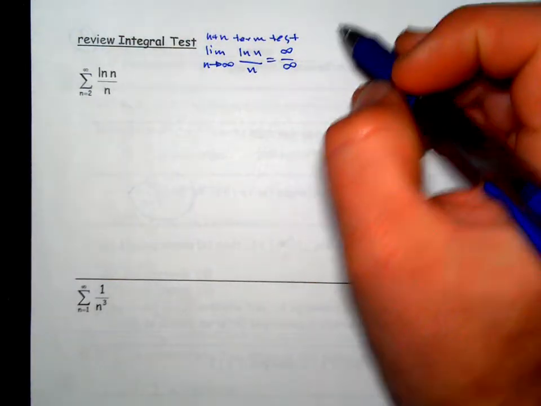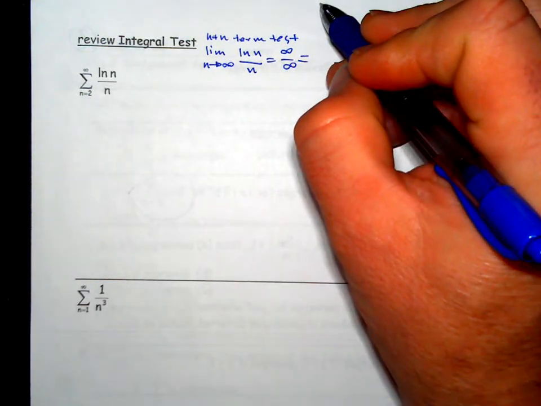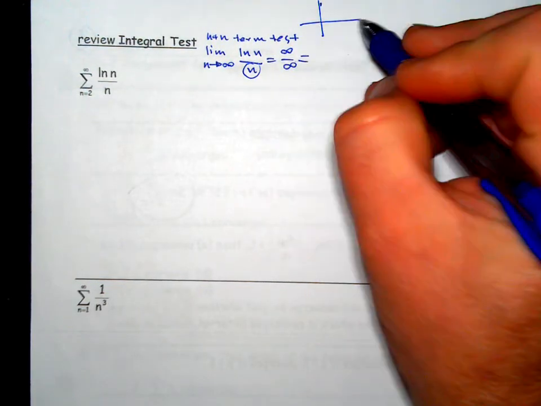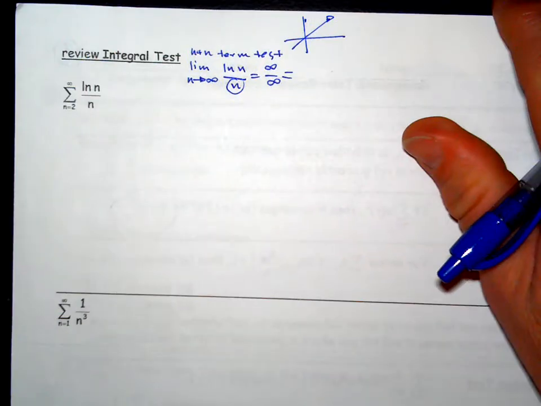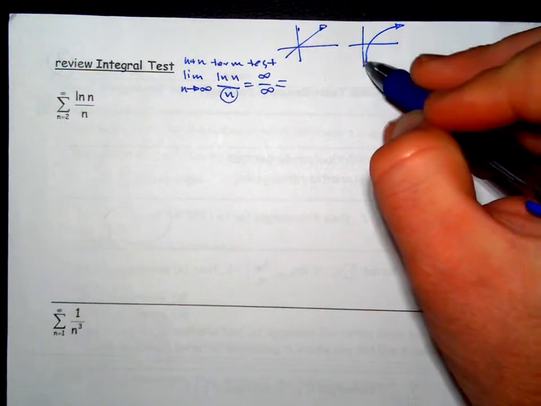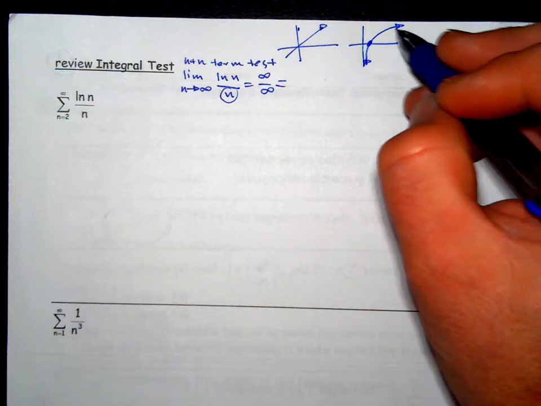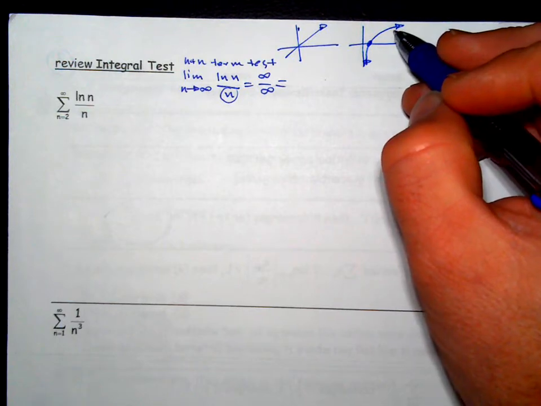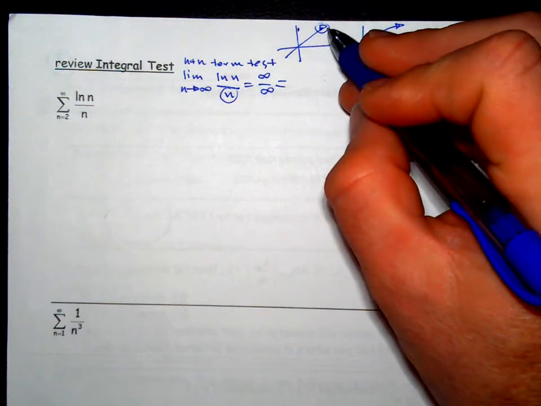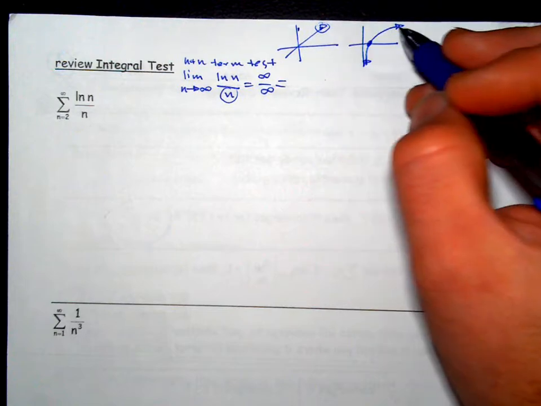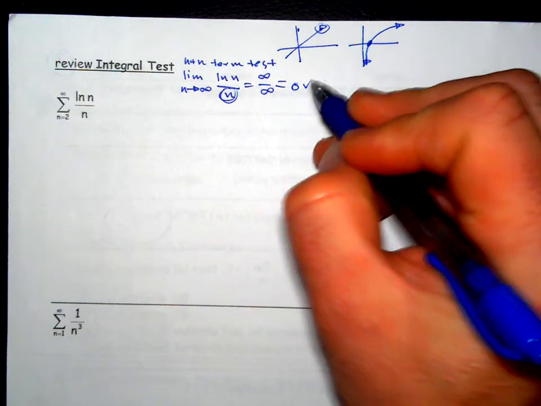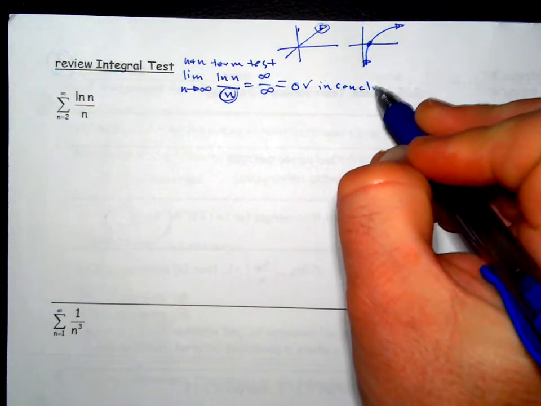I'm okay with you guys being a little lazy and saying, well, which term is getting bigger than the other? This is a linear function, which keeps getting bigger and bigger. Natural log looks like this. It goes to infinity, but its slope is getting less and less steep. So the linear one is going to keep getting bigger, it's going to dominate, and the limit goes to 0, which is inconclusive.